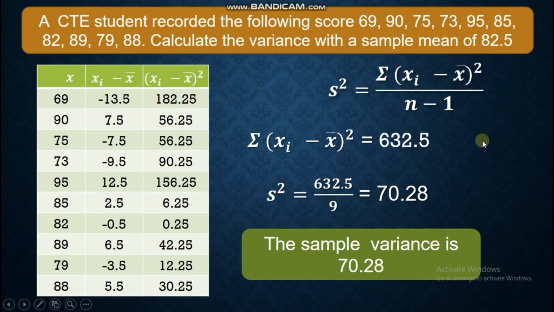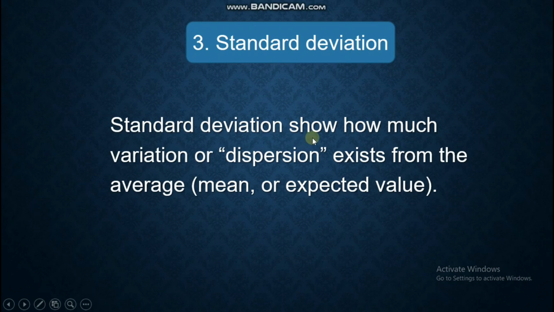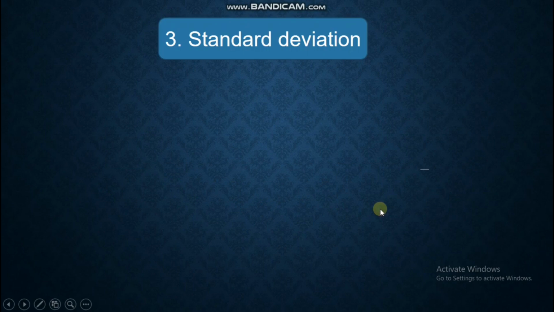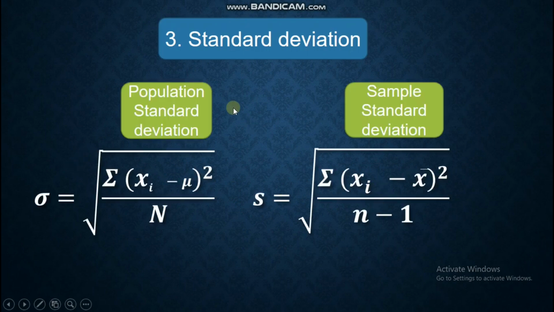So this is how you solve variance. For the standard deviation, it shows how much variation or dispersion exists from the average, mean, or expected value. The same with variance, we also have two formulas for the population and sample.